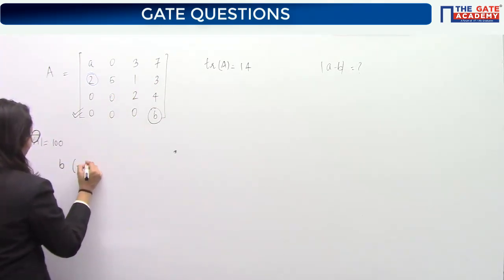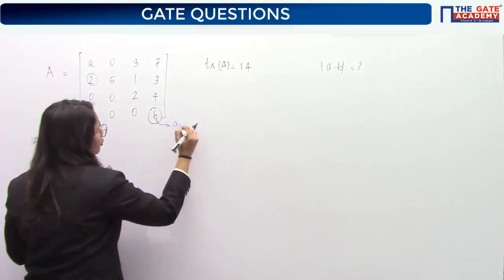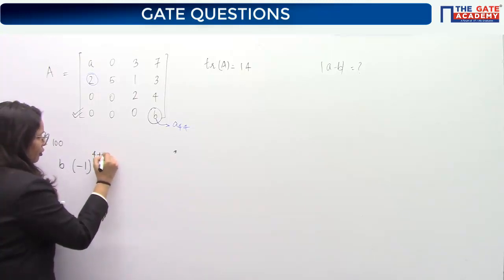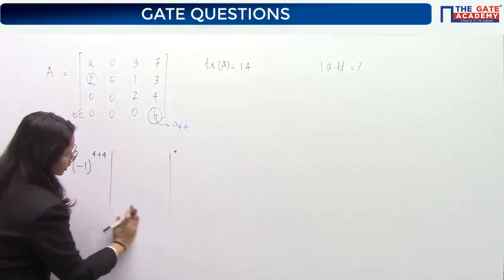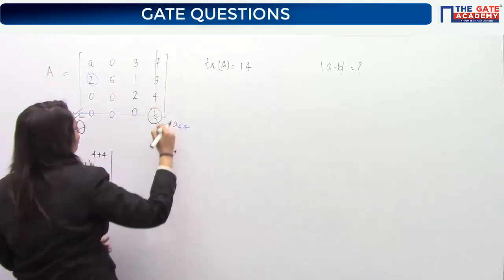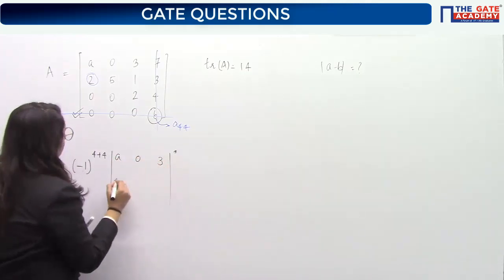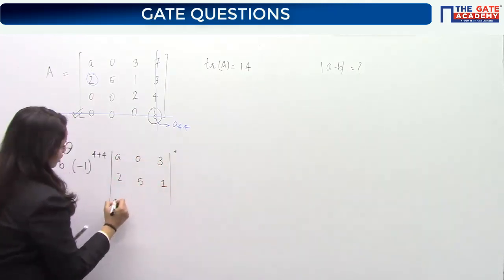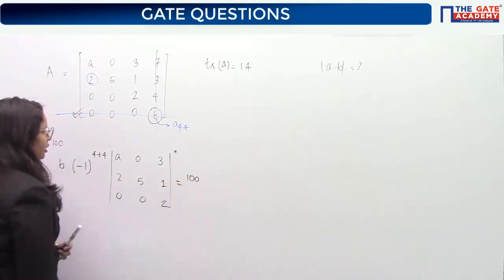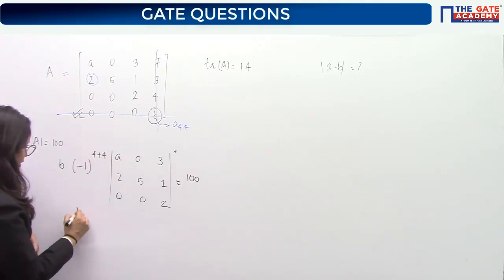So B into minus 1. And the element's position, this is A44, so it will be 4 plus 4, and then the minor of this element B. Minor is obtained by deleting the row and the column in which the element is present. So it will be the determinant with rows 0 3 2, 5 1 1, 0 0 0 2. This is given as 100. Okay. Minus 1 to the power 8, again it will be plus 1 only.